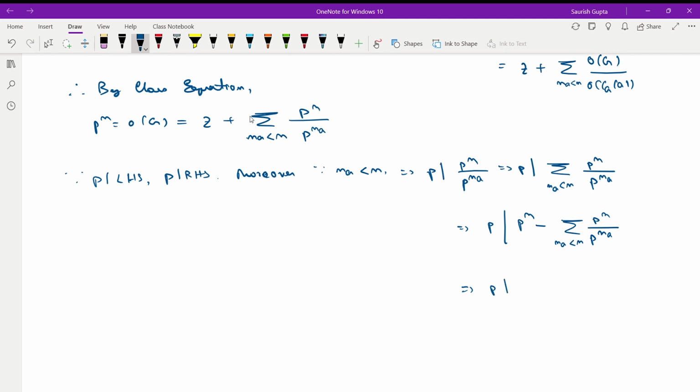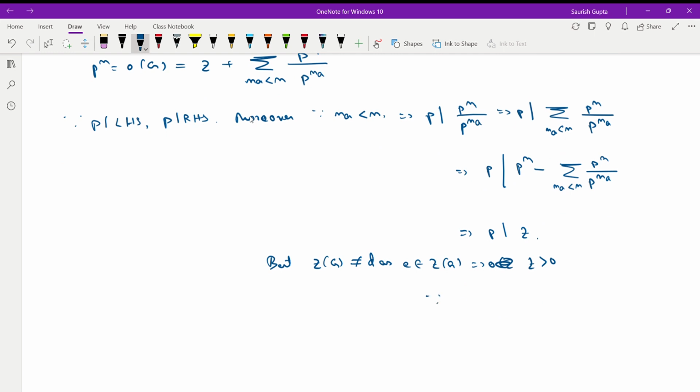But this would immediately mean that P divides Z, right? But we already know that Z is non-zero. I mean, the center is non-empty, as the identity element is obviously in the center. This implies the order of Z is greater than 0. Now since P divides Z, Z obviously cannot be 1, it has to be greater than 1. And that was exactly what we wanted to do.